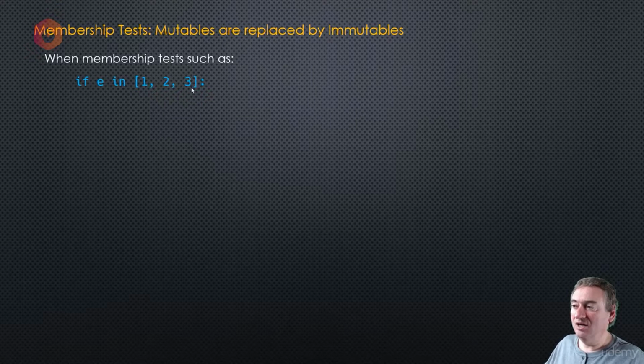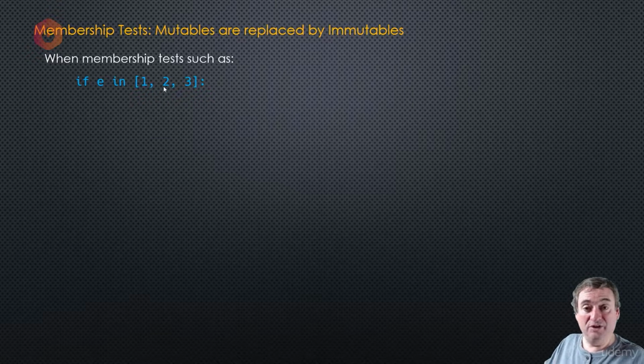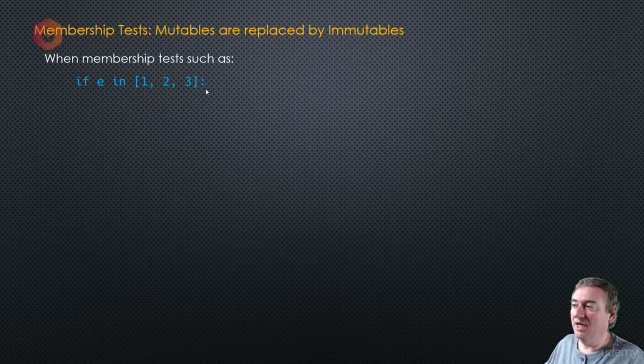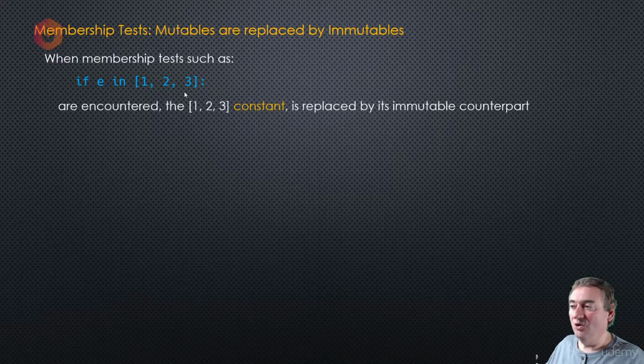So this is actually a constant expression. Now, if you had variable names in here instead, that would no longer apply because the variable's values could change, and therefore this list expression's evaluation could change. So that doesn't apply. But here, this is just a constant. So when that is encountered, Python is going to replace the constant mutable expression by its immutable counterpart.